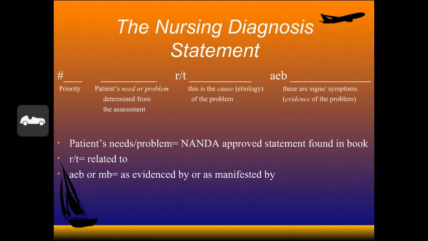As you can see at the bottom, the patient's needs or problem must come from your NANDA approved statement found in your NANDA book. However, the related to must be what you come up with for your patient's cause, and the as evidenced by must be what you see as the actual signs and symptoms or evidence of that problem in your particular patient.